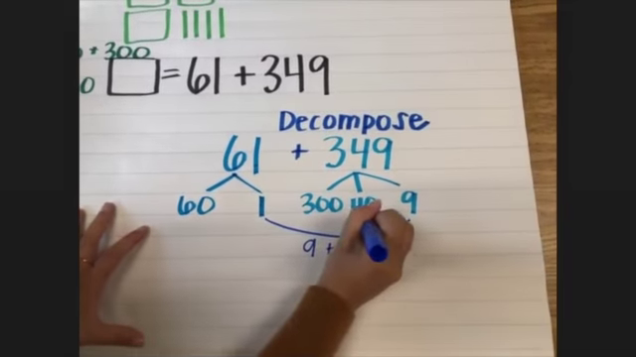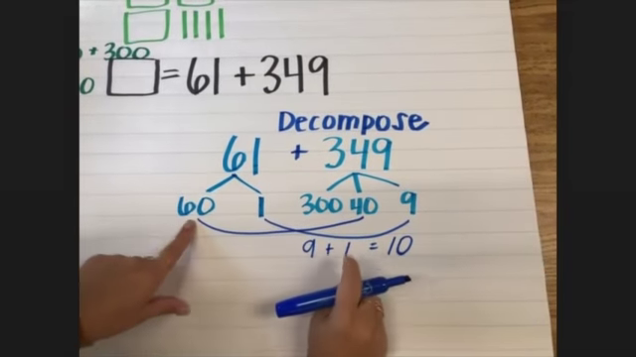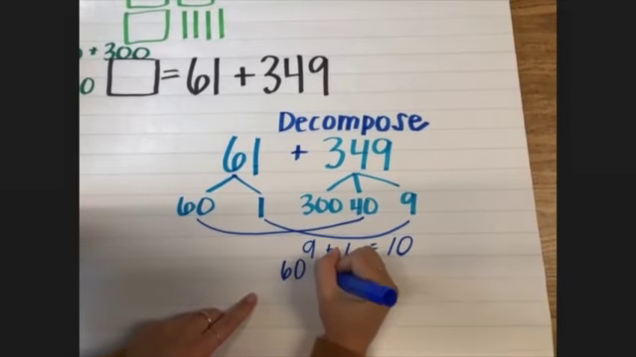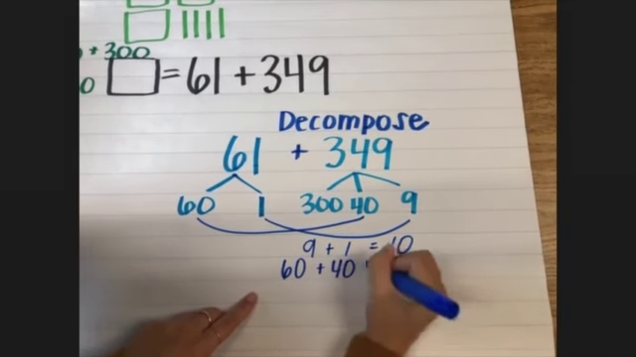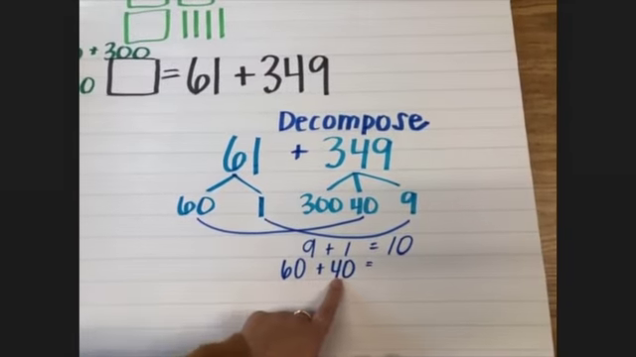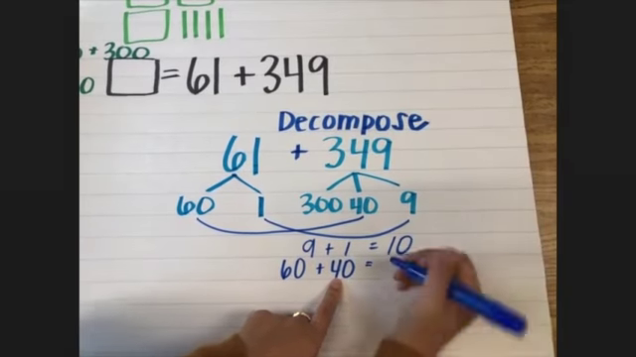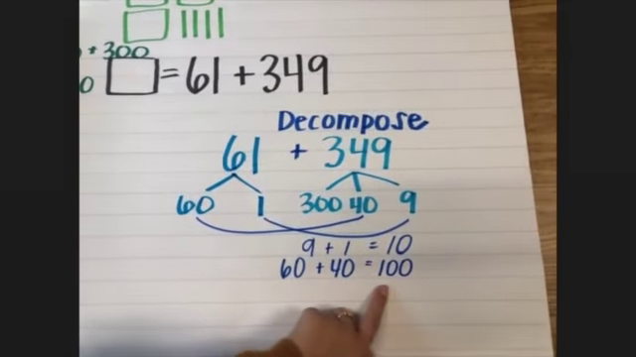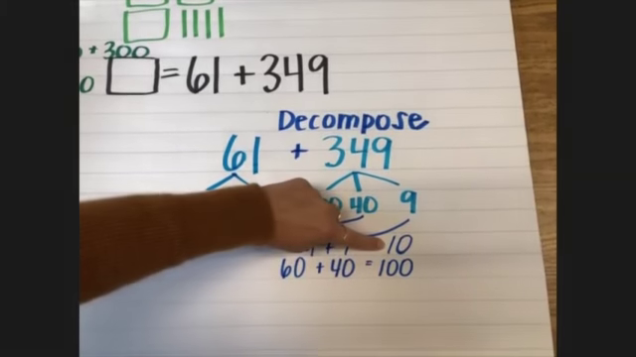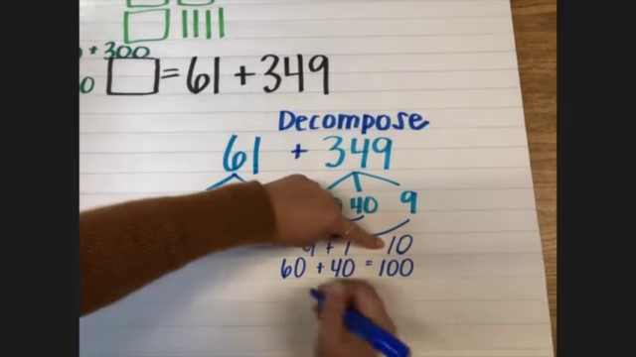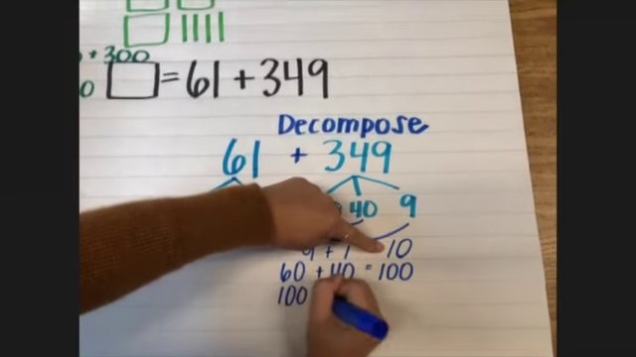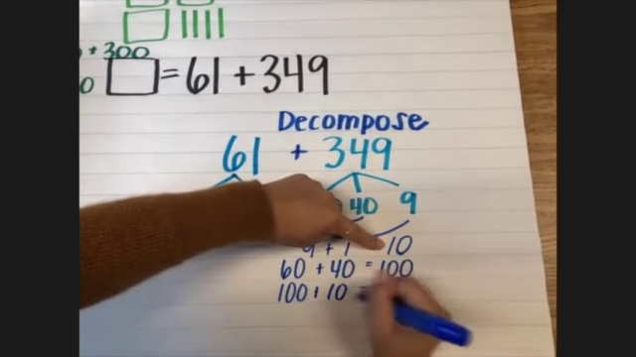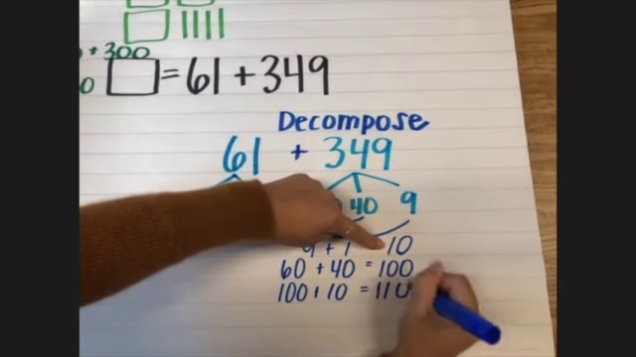Okay, now my tens, I have 60 plus 40. So I have 60 plus 40 equals, well, I know 6 plus 4 equals 10. And then add that 0, so 60 plus 40 equals 100. I also have this 10 that I just made with my ones, so I have to add the 10 to my new 100 that I made.